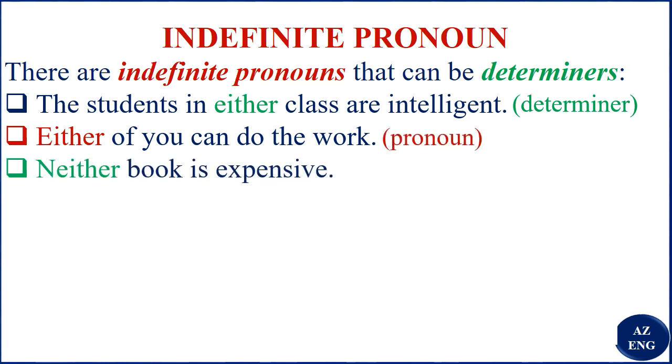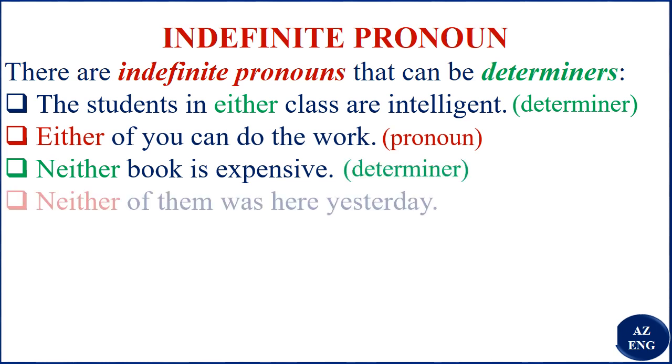Neither book is expensive. Now after neither you've got a noun, then that means you should be able to remember that this is a determiner. But for example, like here, neither of them was here yesterday. Here, the neither is a pronoun.